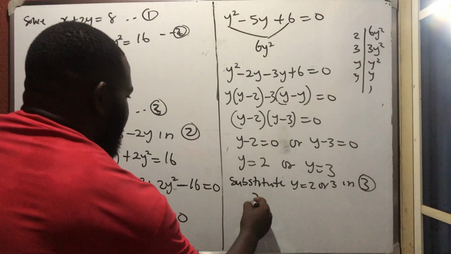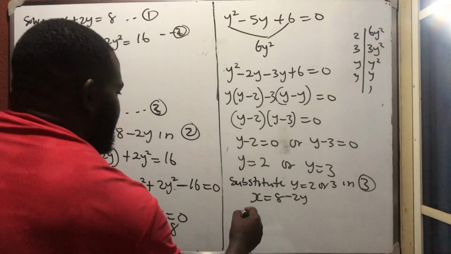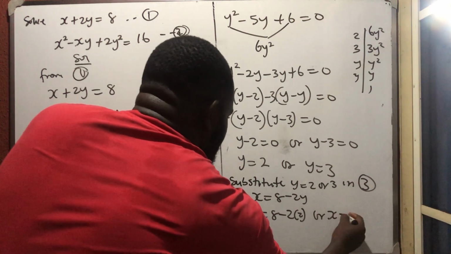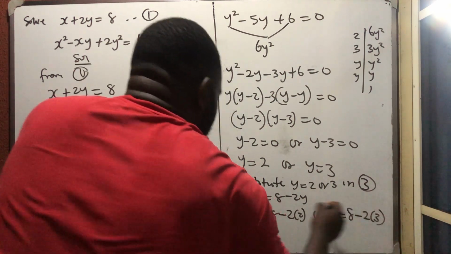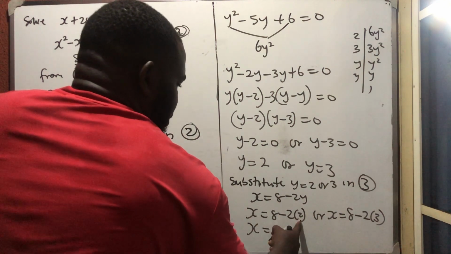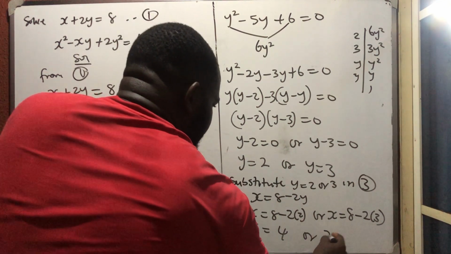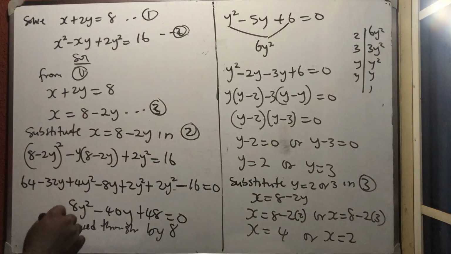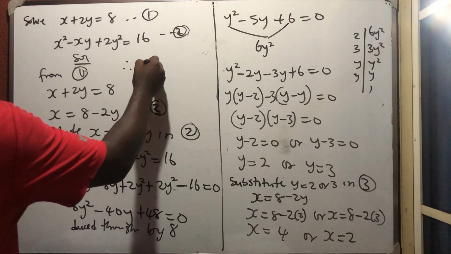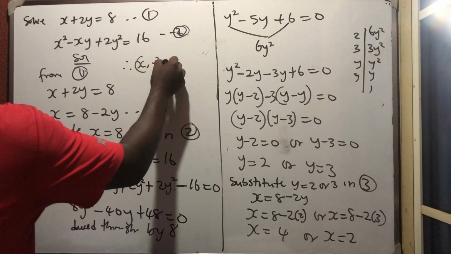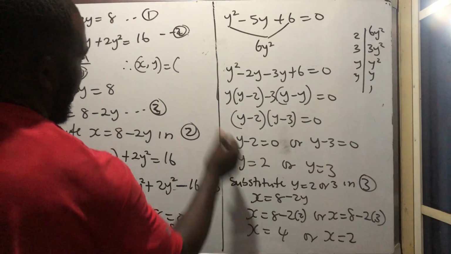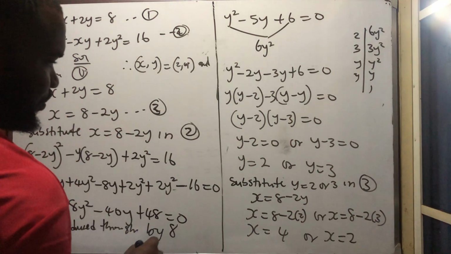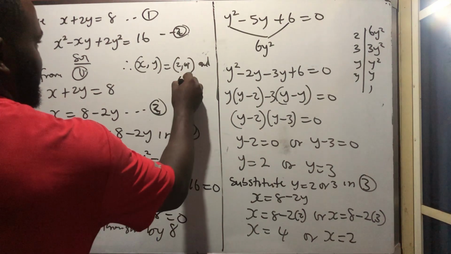And equation 3 said that x is equal to what? 8 minus 2y. So therefore x is equal to what? 8 minus 2 into 2, or x is equal to what? 8 minus 2 into 3. So therefore x is equal to 8 minus 4, 4, or x is equal to what? 8 minus 6, I'm getting 2. So therefore my x and y in coordinate, if you want to put it in coordinate: 2 gave me 4, 2 comma 4, and which other one? 3 gave me 2.